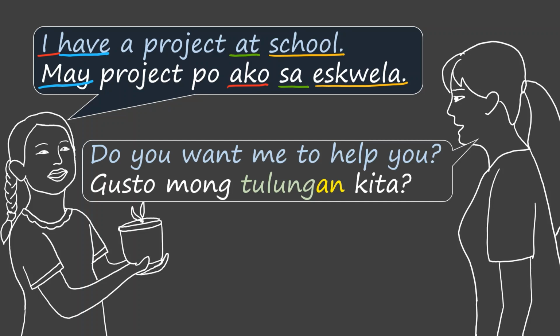Do you want me to help you? Gusto mong tulungan kita? Do you want, gusto mong, me to you, kita. The offer of help is coming from me to you, and in that case, we use the word kita in Filipino. We have lessons on personal pronouns, which I will put in the link in the description so you can look at it if you haven't seen it yet. To help, tulungan.